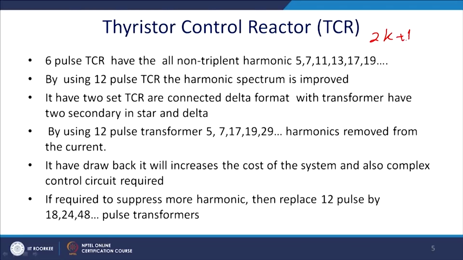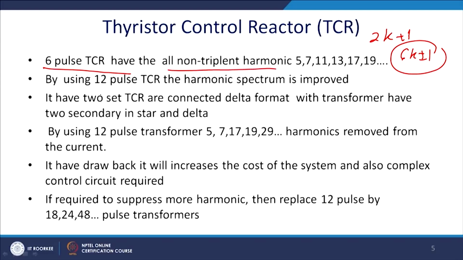So, thus what happened? We will have a harmonic shift. Previously the harmonic content was 2k plus minus 1, and now we will have 6k plus minus 1. This will be the shift, and for this it is called the 6-pulse TCR, and we will have a harmonic content 6k plus minus 1, that is 5, 7, 11, 13, 17, 19 and so on, and no triplen harmonic.